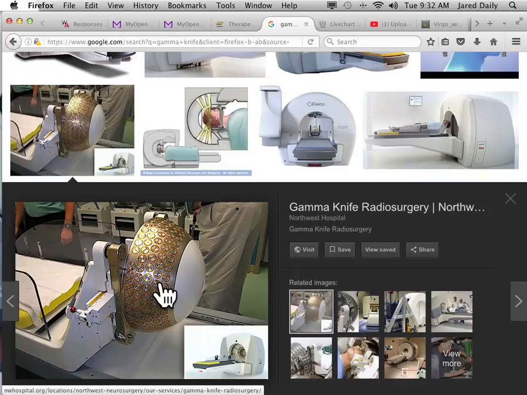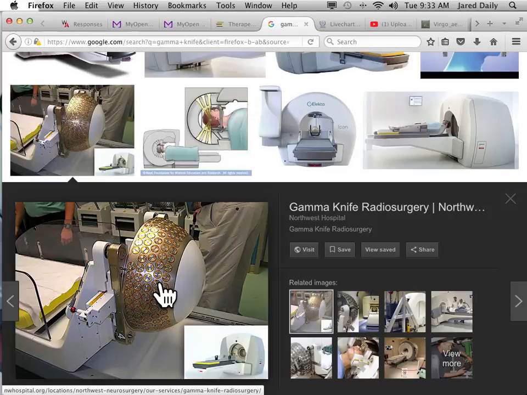In other words, you can get all the gamma rays to go to one point and have almost no gamma rays anywhere else. And the advantage of that is that you can have a really strong ionizing radiation right at the site of your tumor. And you can kill the tumor without ever cutting open the head.